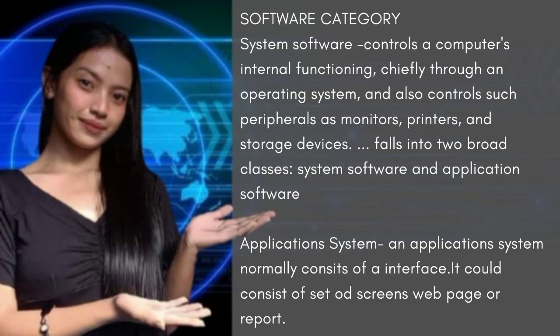There are two categories of software. System software. This software consists of the programs that control and maintain the computer and its devices. It serves as the interface between the user, the application software, and the computer hardware. And application software. Application software normally consists of an interface. It could consist of a screen, web page, or report. A widely used type of application software for communication is a web browser, which allows users to make connections to access and view web pages or access programs.